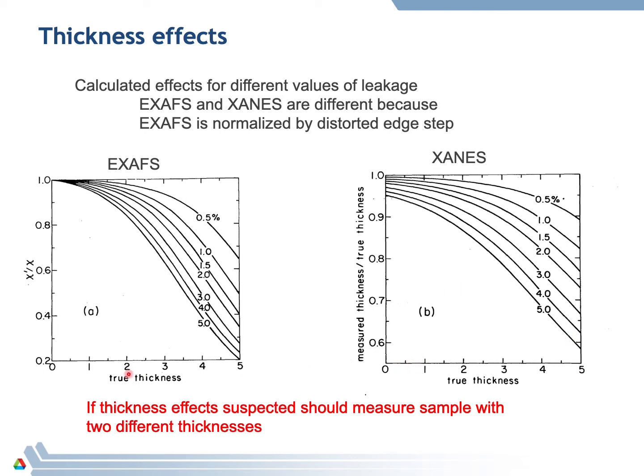So this is a reason why even though the optimum sample thickness is like 2.6 absorption lengths, you might want to operate with a slightly thinner sample for concentrated samples, because then you're much less sensitive to these thickness effects.